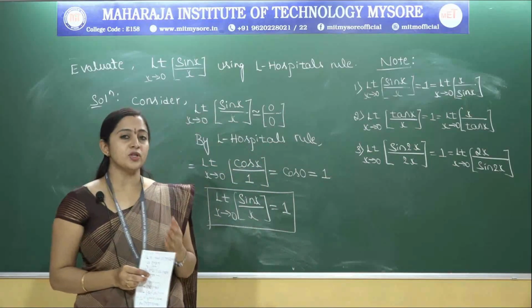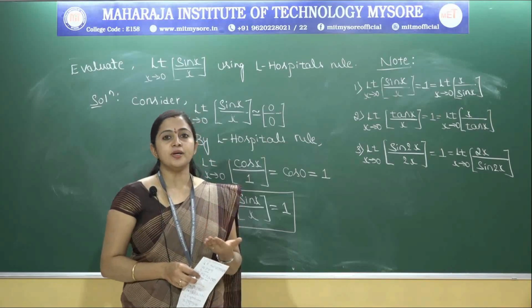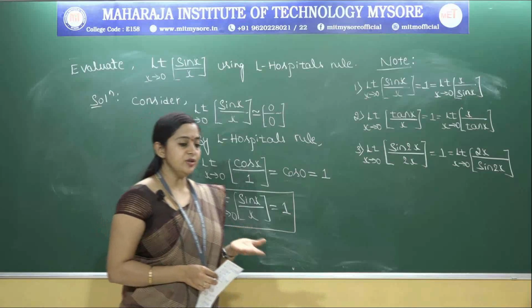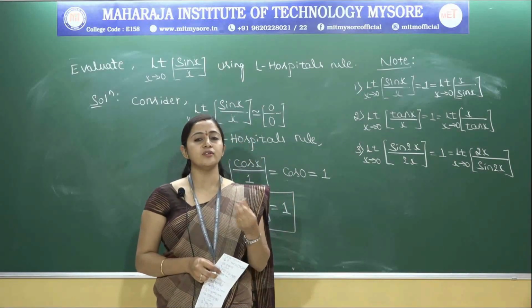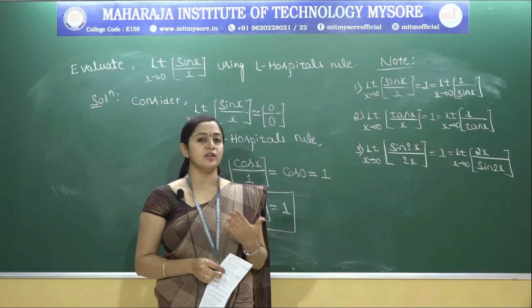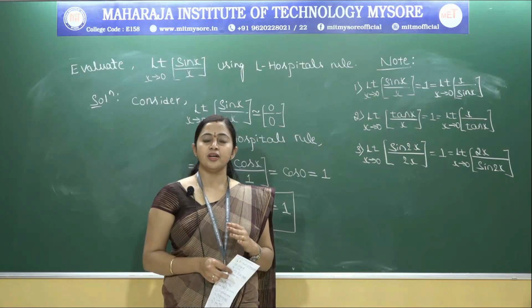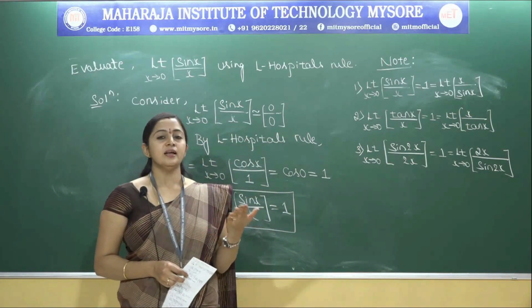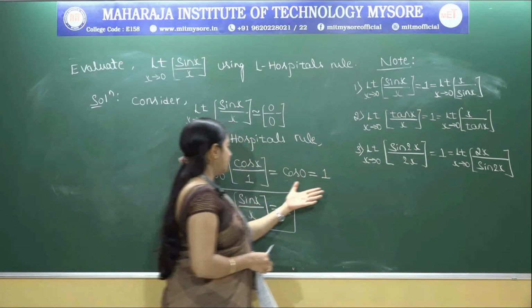So using the L'Hospital rule, you can solve the indeterminate forms, if it is 0 by 0 or infinity divided by infinity. Then 0 into infinity, infinity minus infinity, 0 power 0, infinity power 0 or 1 power infinity: first you convert these into the standard indeterminate forms, that is 0 by 0 and infinity by infinity. Then apply the L'Hospital rule, you will get the real values like this.